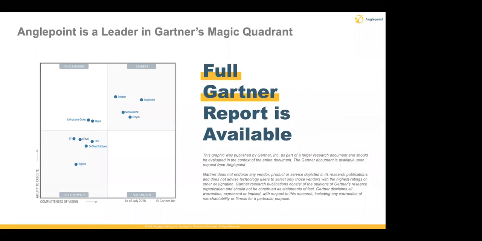The chart shown here is taken from the actual Gartner report, and as you can see, it's divided into 4 quadrants: niche players, visionaries, challengers, and leaders. We are extremely proud to see Anglepoint place quite favorably within the Leaders Quadrant.